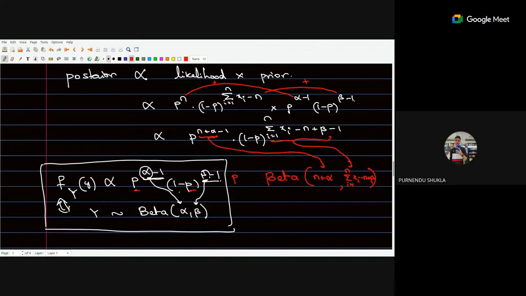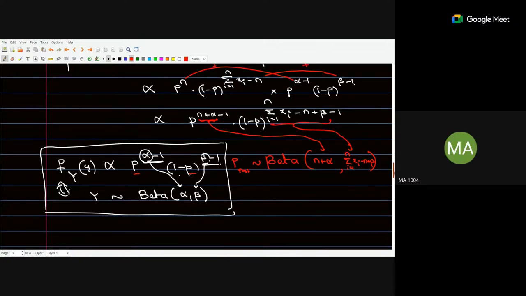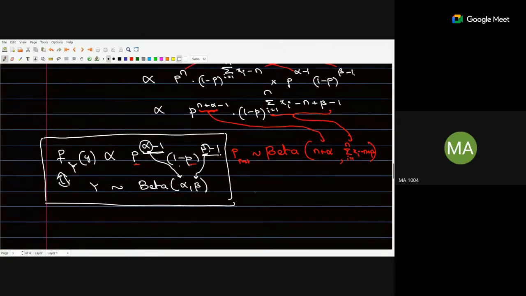My posterior, p posterior, is a distribution from Beta(n plus alpha...). From here you can compute p hat. So basically it will be whatever posterior mean we need. Posterior mean will be n plus alpha, alpha by alpha plus beta. Got it, right? Sir. So that's how, this by this plus this.